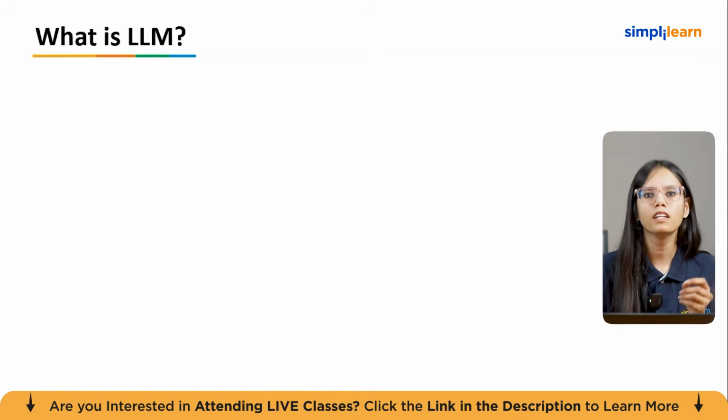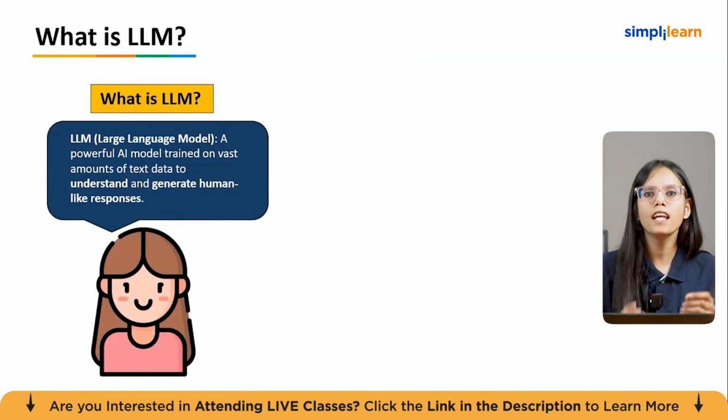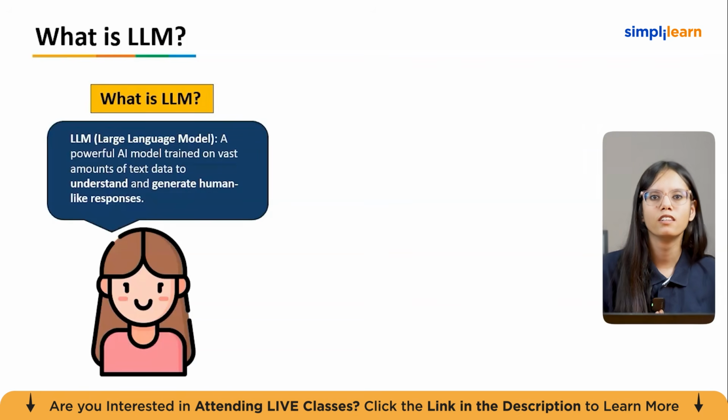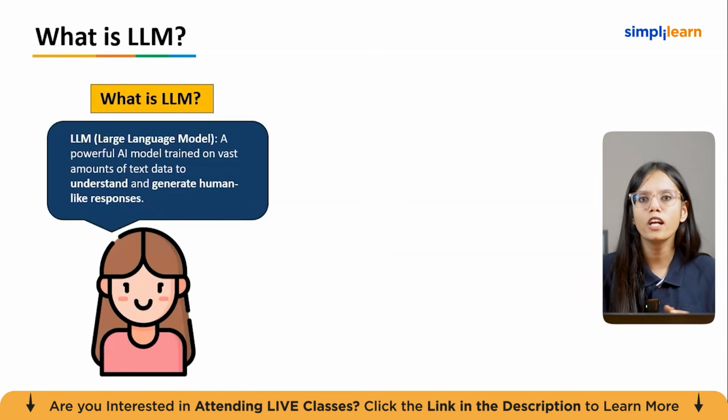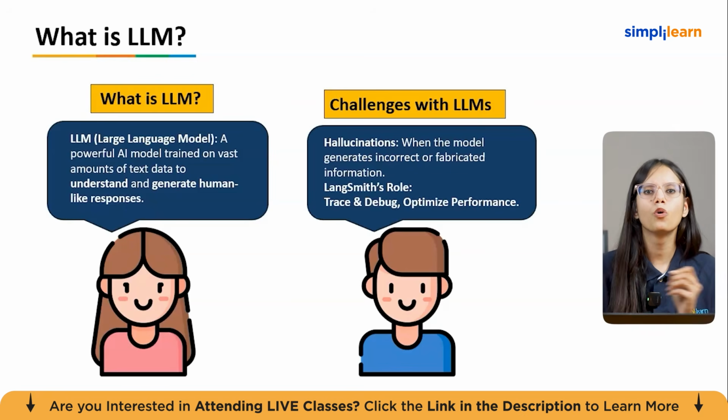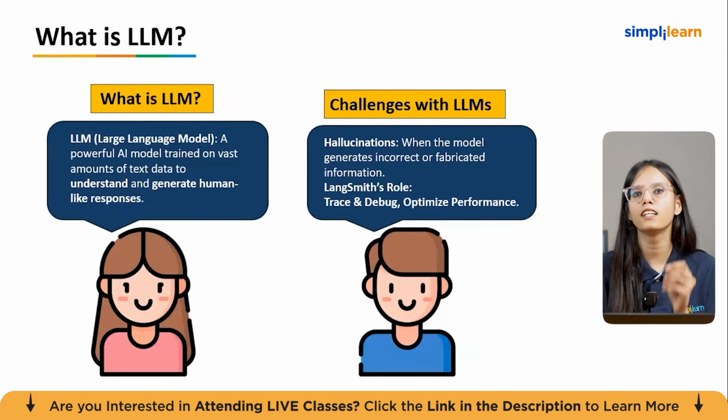So, to understand LangSmith, let's first understand LLM. LLM stands for Large Language Model. An LLM is a powerful AI model trained on a vast amount of text data to understand and generate human-like responses. These models can do everything from answering questions to creating code. But sometimes things go wrong. You might see something called hallucination, where the model generates text that isn't true. Let me explain with a demo. Here we will use ChatGPT and see, I gave a prompt to ChatGPT and it gave a hallucinated output in return.